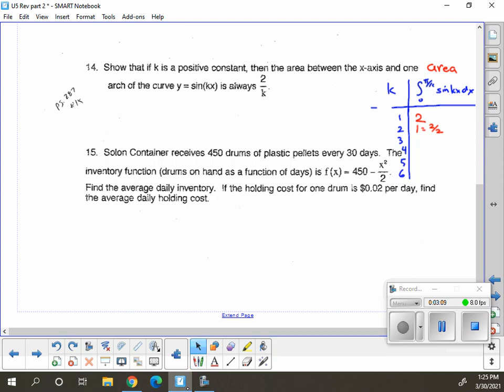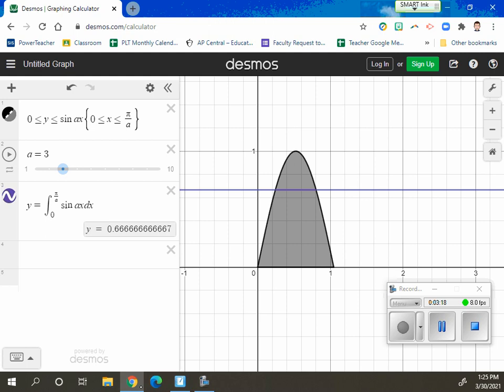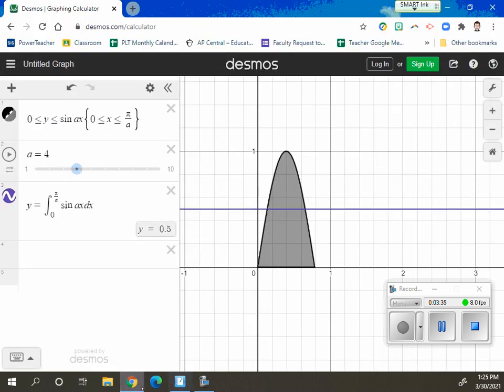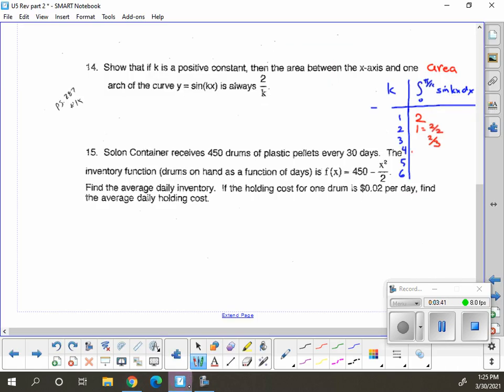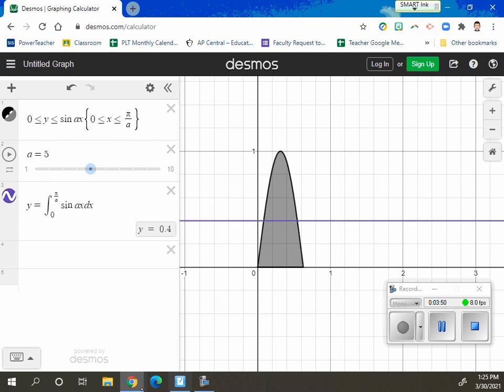What you can see and reason out is that I'm keeping the same basic height and shape of my curve, but as I compress it by a factor of 3, it's now a third as big. And we get 0.6 repeating, or 2/3. If I come back here a couple more times, when it's 4, I get 0.5, which is 2/4, and so on. When I get 5, I get 0.4.